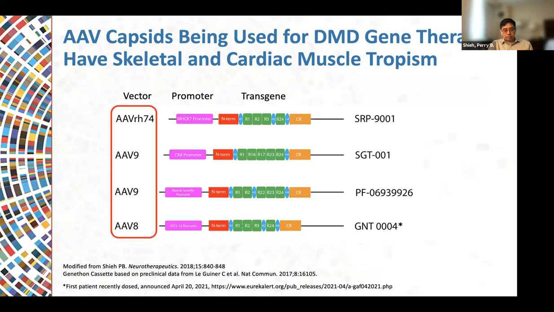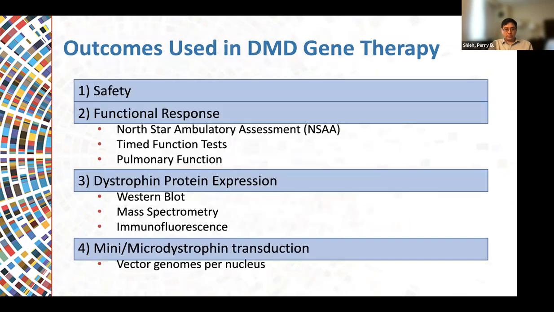And they all sort of have their favorite vector. Two of them actually picked AAV9, one picked AAV8, and one actually picked this rhesus macaque. This is a non-human primate. It's a monkey virus, basically. So they have their reasons for picking this. And this is the name that they've given to each of these drugs, as we're going to call them, gene therapy drugs. So these are all being studied.